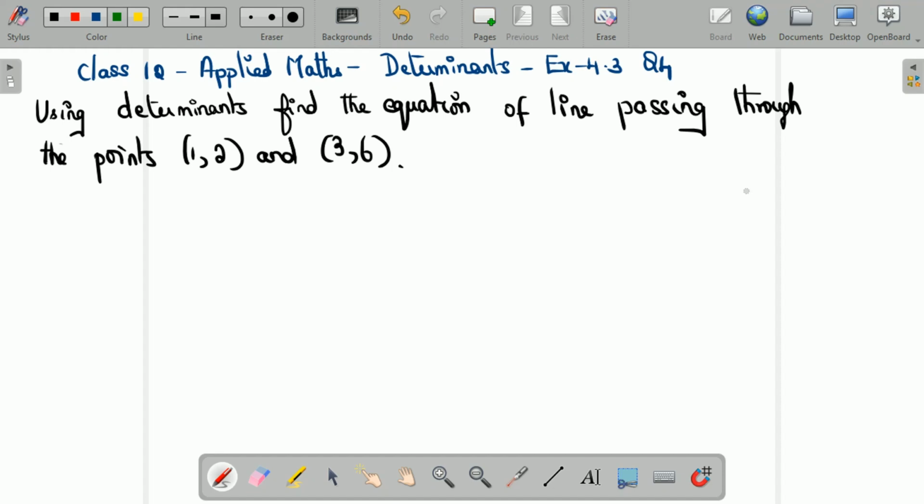In this video, let's find the solution for the fourth question in exercise 4.3. Using determinants, find the equation of a line passing through the points (1, 2) and (3, x).